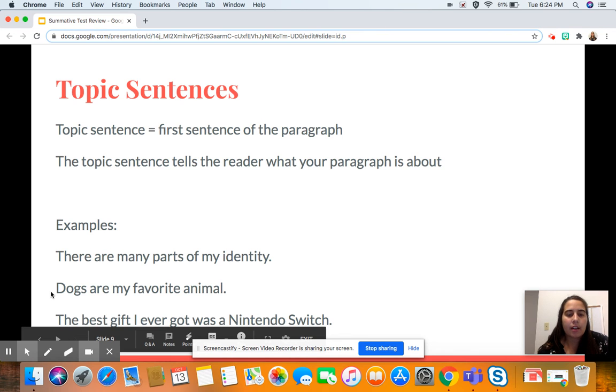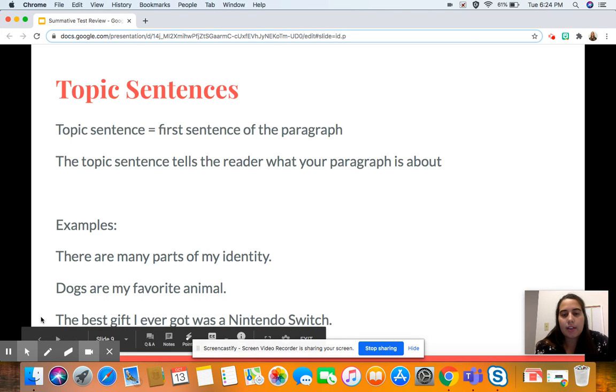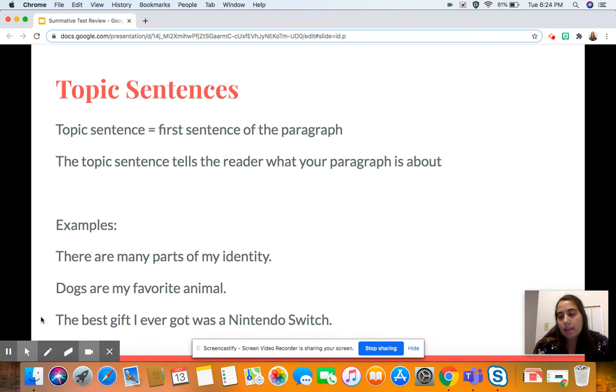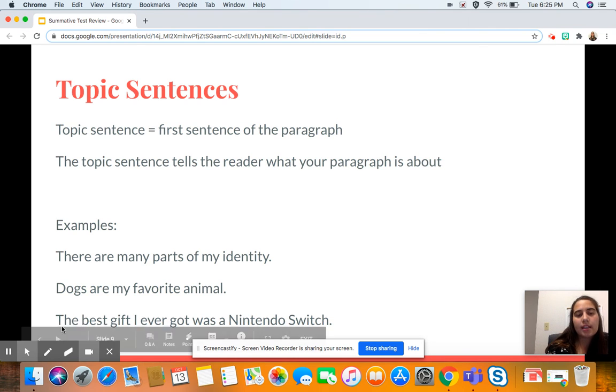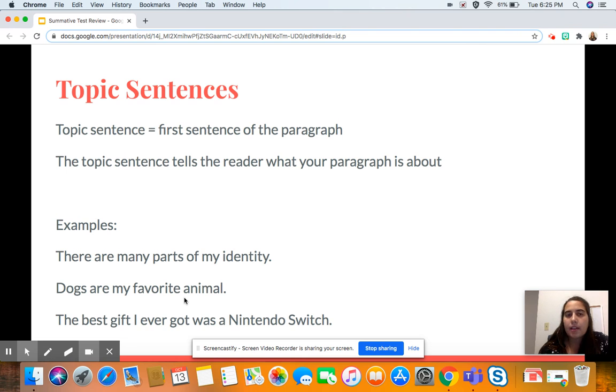This one right here says, dogs are my favorite animal. Well, if this was a topic sentence, I would know the rest of the paragraph is about dogs and why they're your favorite animal. And then our last example, the best gift I ever got was a Nintendo Switch. If this was a topic sentence, I would know the rest of the paragraph is about the Nintendo Switch and then maybe the reasons why it was the best gift you ever got. So these sentences, as topic sentences, introduce me to what the rest of the paragraph is about. It makes it much easier to read and just makes your paragraph much better overall.